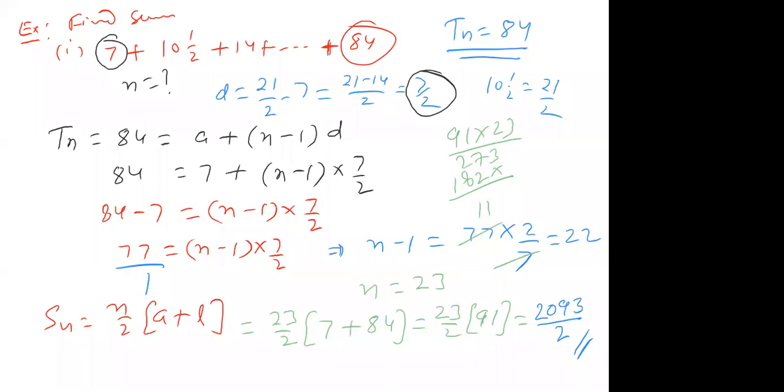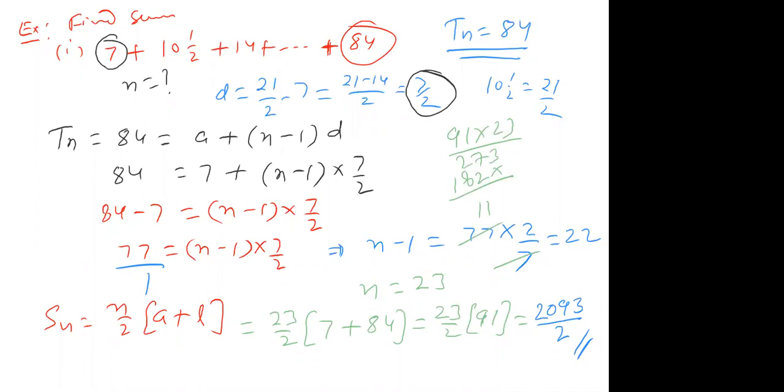Sir, can you repeat what is l? l is the last term, nth term. So the last term is what here? 84, the 23rd term. Okay. l is also equal to the nth term. Yeah, l is an.